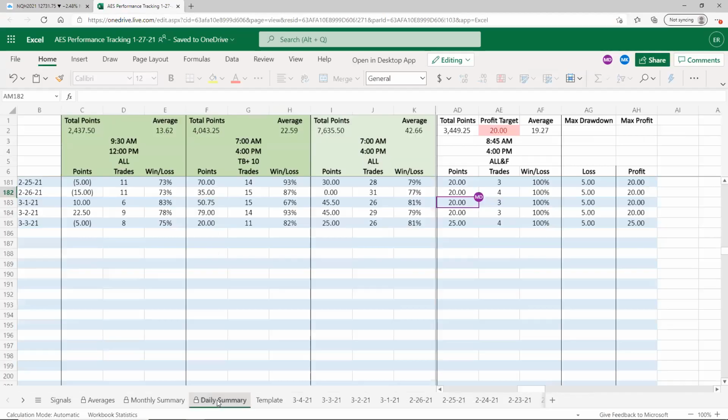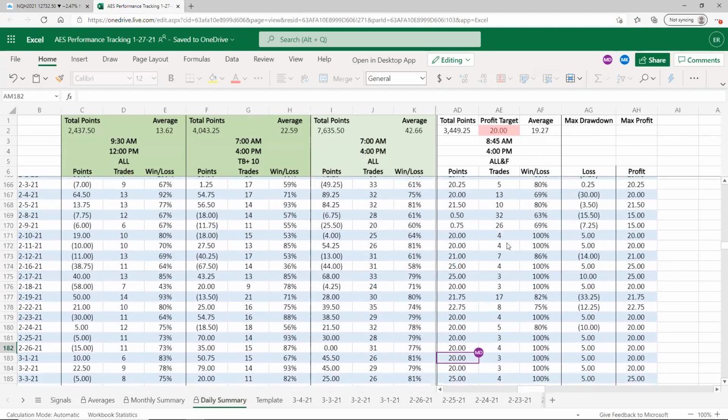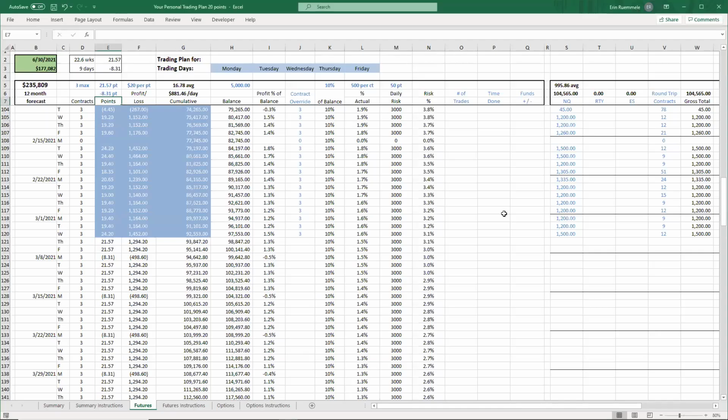So sometimes this means you're done in 4 trades or 3 trades. Sometimes you might have to trade a little bit longer. Here's 17 trades. We ended up with a 33.25 point drawdown first before we ended the trading at 21.75. Sometimes you trade all day and you don't make much progress. You end up with a 0.5 point or 0.75 of a point. But even with all of that in mind, it still projects out to $235,800 in a 12-month forecast.